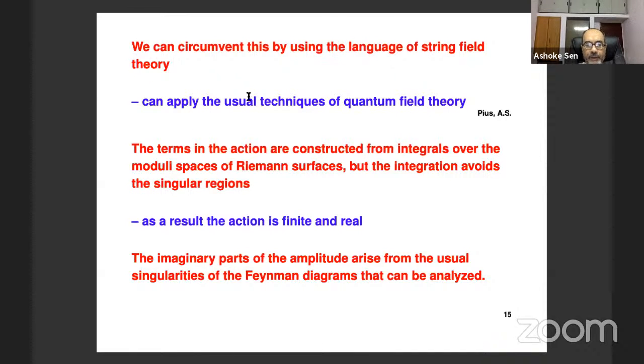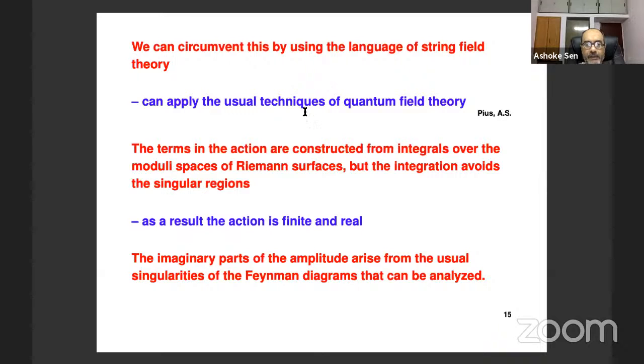In string field theory, the terms in the action are constructed from integrals over the moduli spaces of Riemann surfaces of a very similar kind to those that appear in scattering amplitudes, except that the external states are off shell. That's one difference. But a more important difference is that the integration avoids the singular regions. So the integration is not over the full moduli space, but only a part of the moduli space, and that part avoids all singular regions. And as a result, the action is finite and real. So there is no divergence in the construction of the action.